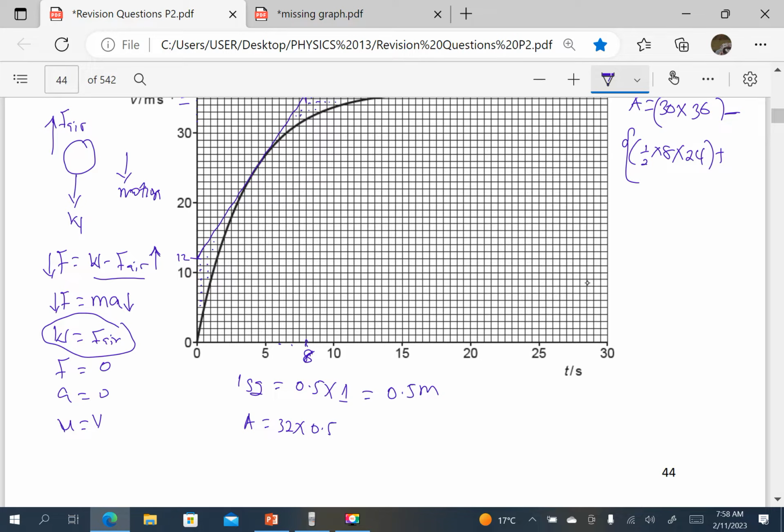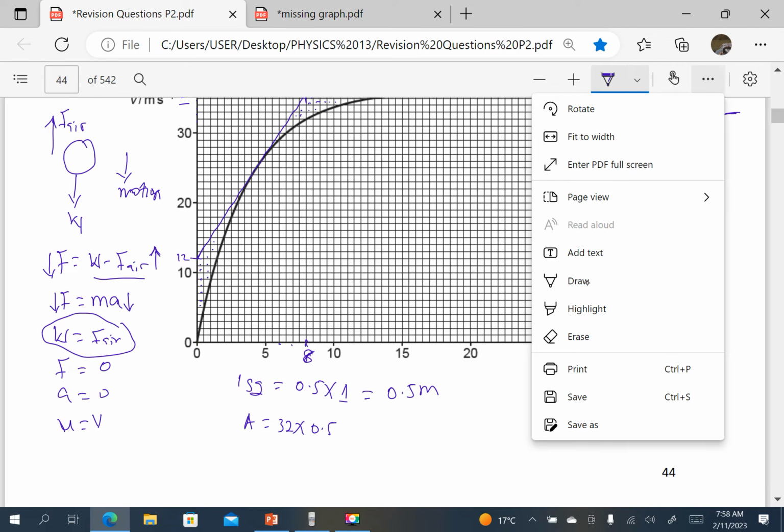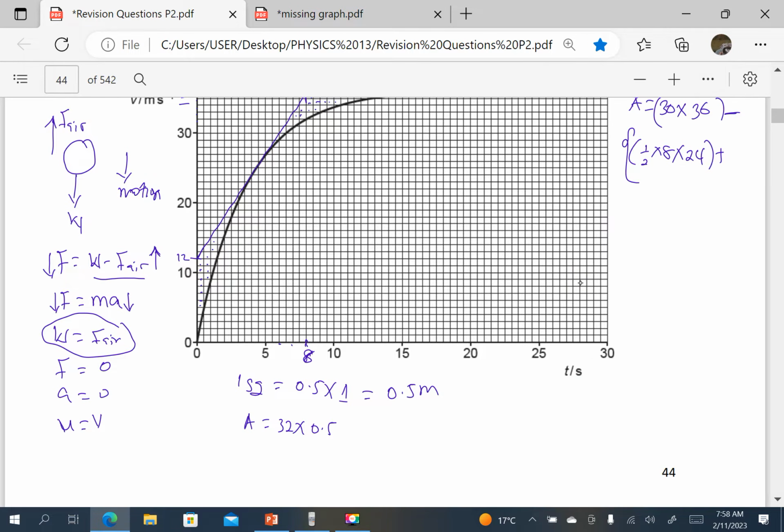Then for the half squares, the half squares are those which are crossed by the lines. So I would say this is 1, 2, 3, 4, 5, 6, 7, 8, 9, 10, 11, 12, 13, 14, 15, 16, 17, 18, 19, 20, 21, 22, 23, 24. This side I have 25, 26, 27, 28, 29.